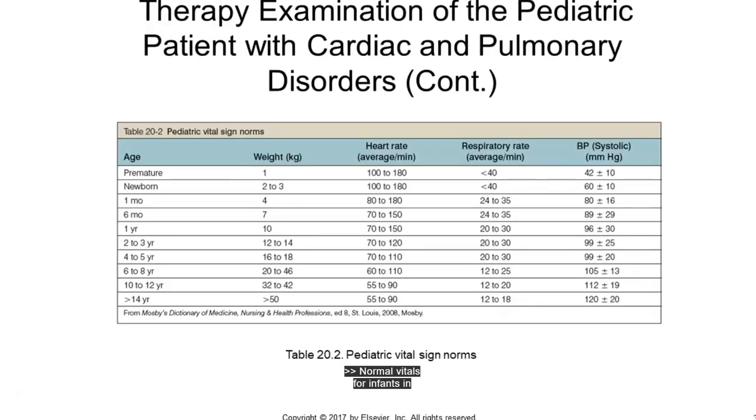Normal vitals for infants and pediatric patients are described in Table 20-2, with premature and newborns 3 kilograms or less having an average heart rate of 100 to 180 per minute, a respiratory rate less than 40, and a systolic blood pressure 42 plus or minus 10, or 60 plus or minus 10. Children 4 to 5 and 16 to 18 kilograms having an average heart rate of 70 to 110, a respiratory rate between 20 and 30, and systolic blood pressure 99 plus or minus 25.